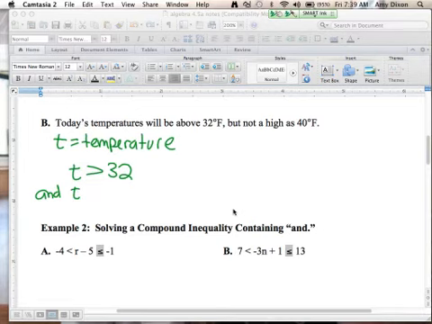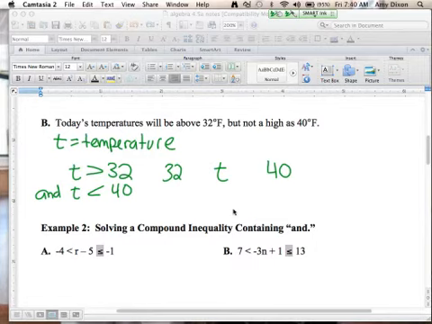Okay, so we also want T to be not as high as 40, so it needs to be less than 40. So there's our two inequalities, and then we can put them together with the word and. So we get T is greater than, actually, I'm sorry, we're going to put T in the middle. Our lowest number is 32, so we'll put it on the left. 40 is our biggest number, we put it on the right. And then we fill in our inequality symbols appropriately.